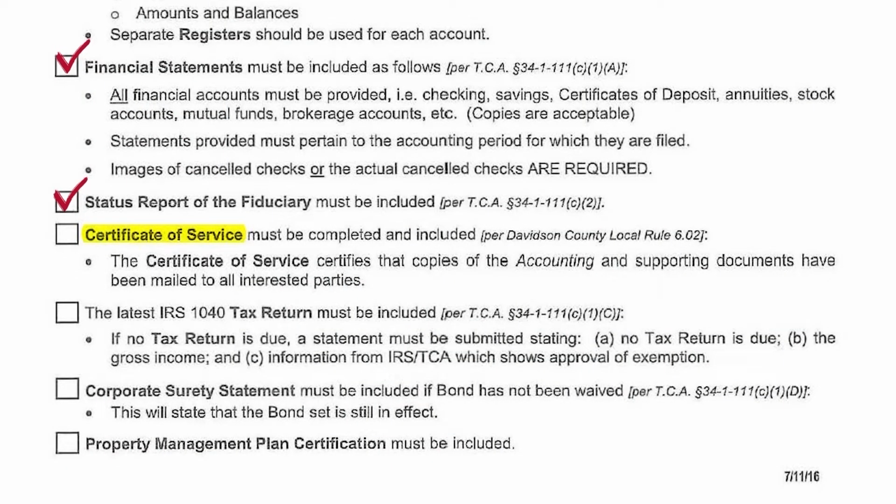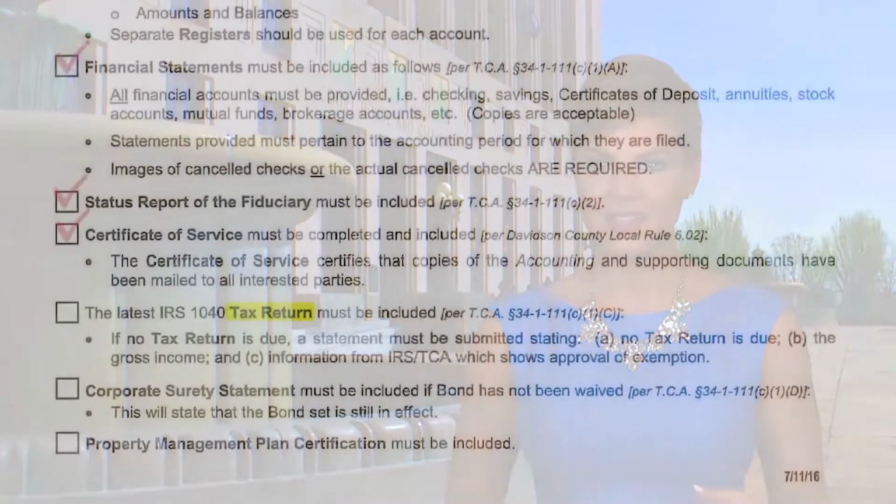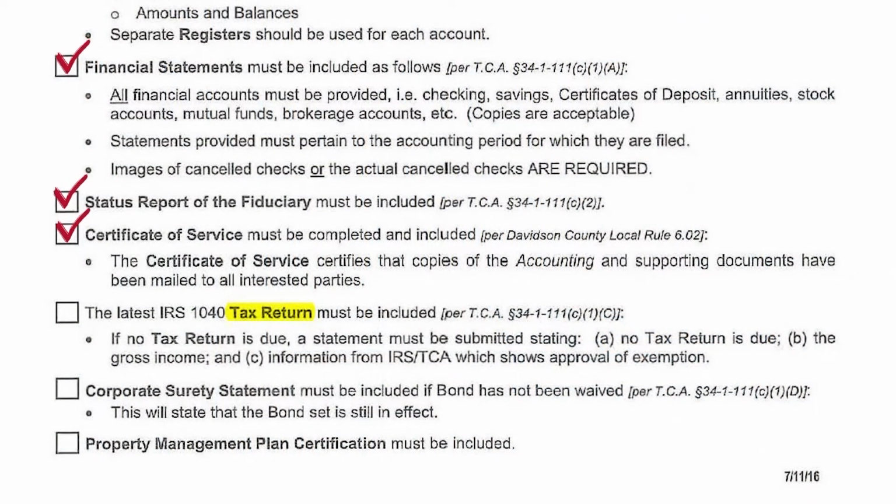The certificate of service certifies that copies of the accounting and supporting documents have been provided to all interested parties, usually by mail. A complete accounting also requires the latest IRS 1040 tax return cover sheet and statement. If the respondent is required to file a tax return, you must include a complete copy of the tax return, including all forms and schedules filed along with the return.